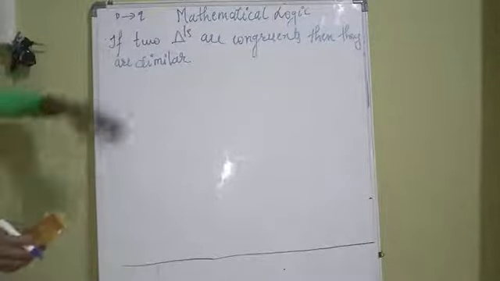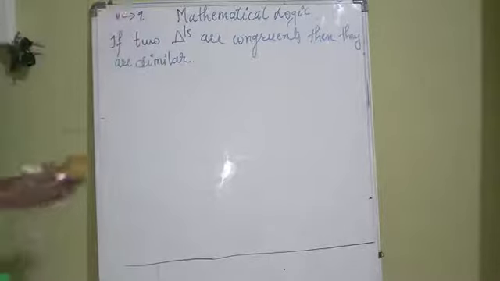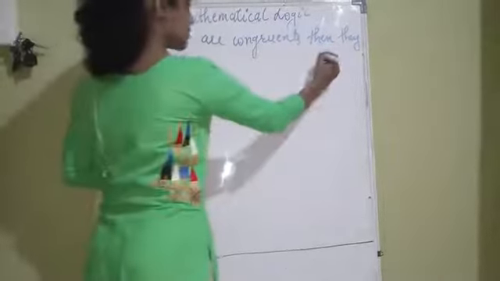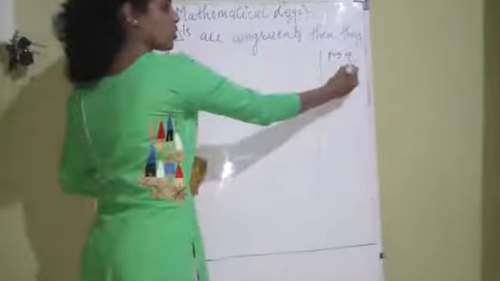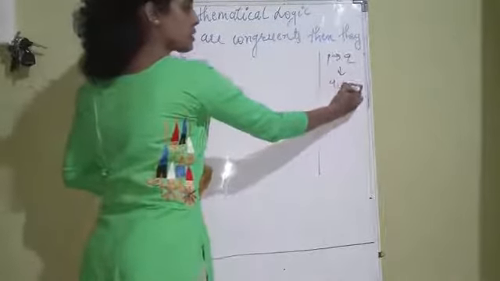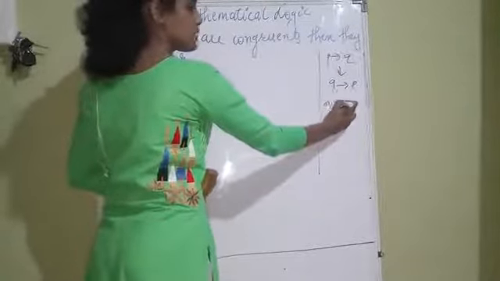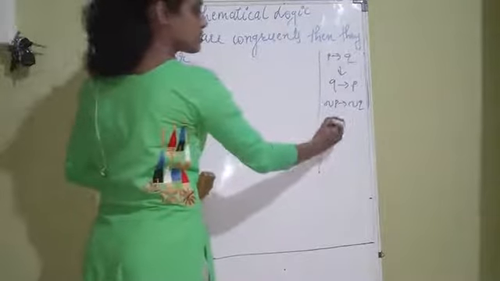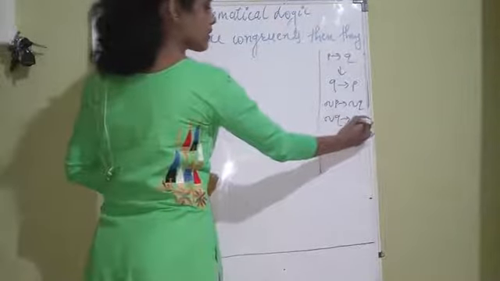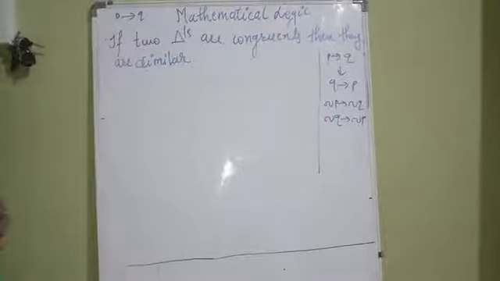So we will find the converse, inverse and contrapositive of this. So what is the converse? I will just write it down here. This is P implies Q, the conditional statement. The converse of this is Q implies P. The inverse of this conditional is negation of P implies negation of Q. And the contrapositive is negation of Q implies negation of P. Correct?